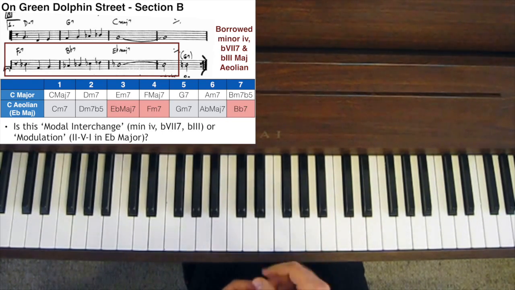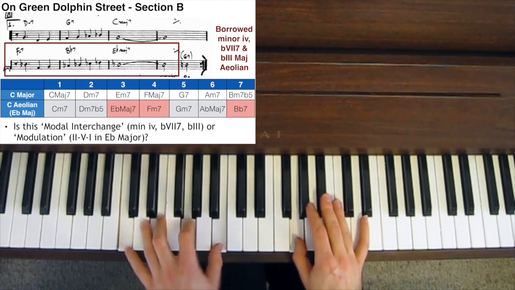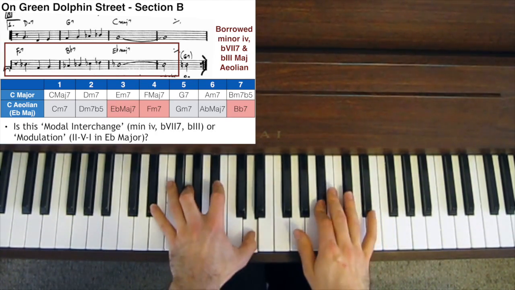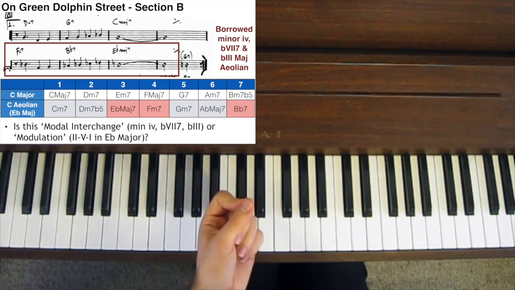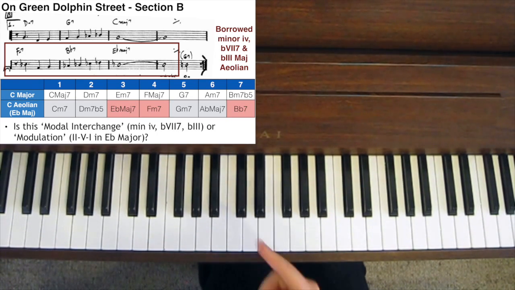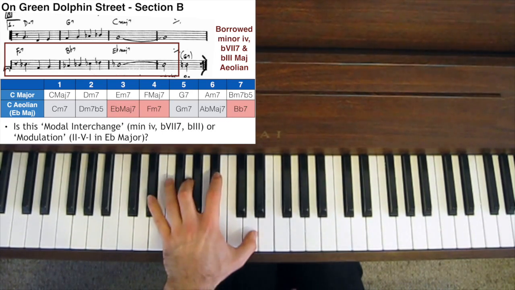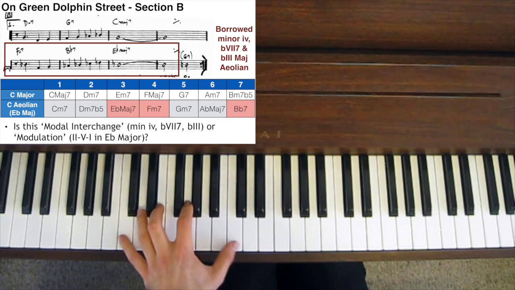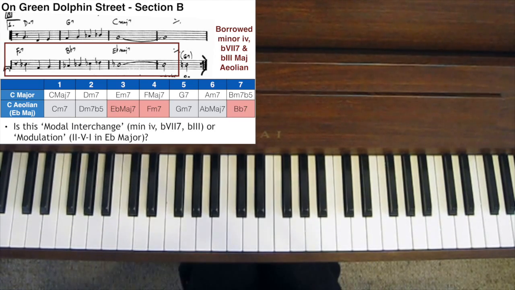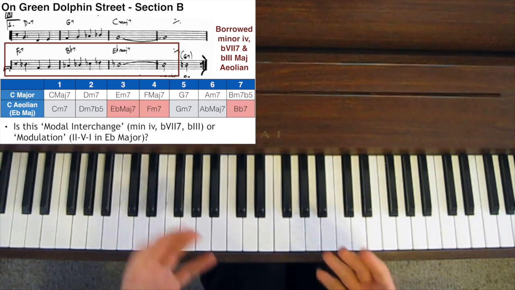Now section B of that song goes as follows. Right, so again we're in the key of C major. And on the second line there, we have a minor 4 chord going to a flat 7 dominant chord, going to a flat 3 major chord. This then goes back to the G7 and finally to the C major 7. Now those three chords, the minor 4, the flat 7 dominant and the flat 3 major, are all derived from the Aeolian mode. So this could be modal interchange.